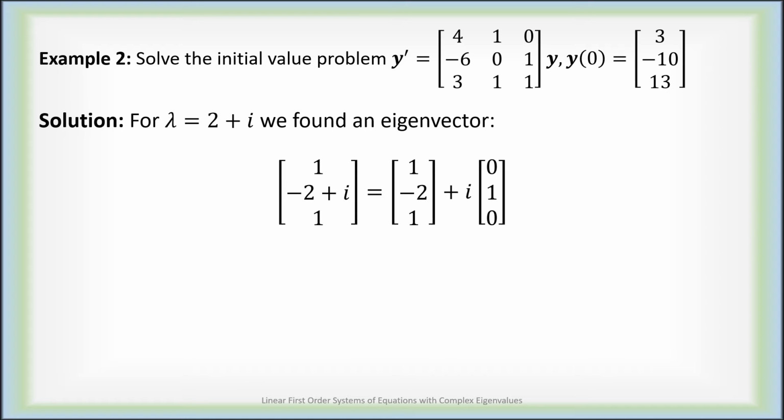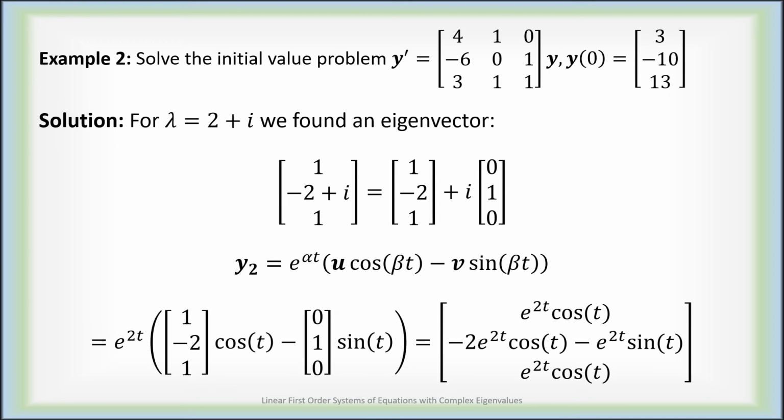We need to separate that eigenvector into its real and imaginary parts. So the real part is 1, negative 2, 1. The imaginary part is 0, 1, 0. And recall our general form, e to the alpha t, u cosine beta t minus v sine beta t, which in this case simplifies to, well, alpha is 2 and beta is 1. U is the vector 1, negative 2, 1, and v is the vector 0, 1, 0. So throwing that all down into here and simplifying gives us that our second general solution is this right here.